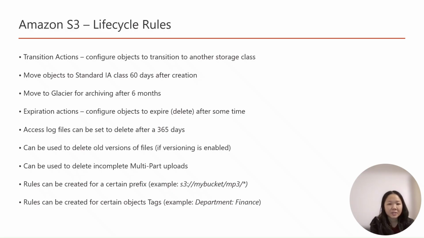Configure objects to expire, or be deleted, after some time. Access log files can be set to delete after 365 days. It can be used to delete all versions of a file if versioning is enabled. It can be used to delete incomplete multipart uploads. A rule can be created for a certain prefix. A rule can be created for a certain object tag.